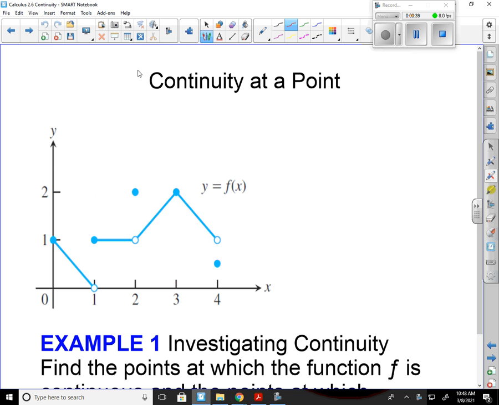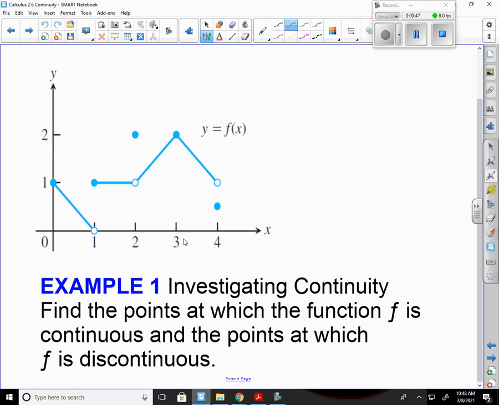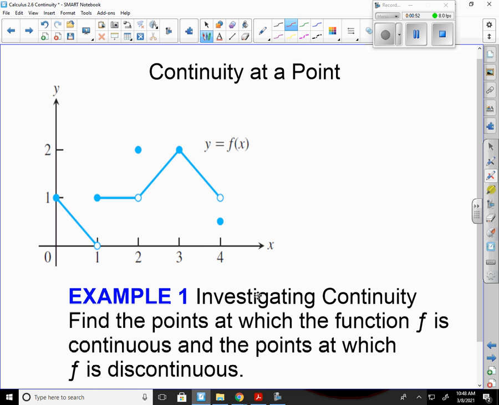For looking at continuity at a point, here's example 1. Find the points at which the function f is continuous and the points at which function f is discontinuous. Okay, so whenever I look at this, I'm literally looking, where can I go without picking up my pencil? And so, as I come down here to 1, if I'm going to move on to the rest of the graph, I would have to make a jump with my pencil and come back up to here. So my continuity doesn't work there.